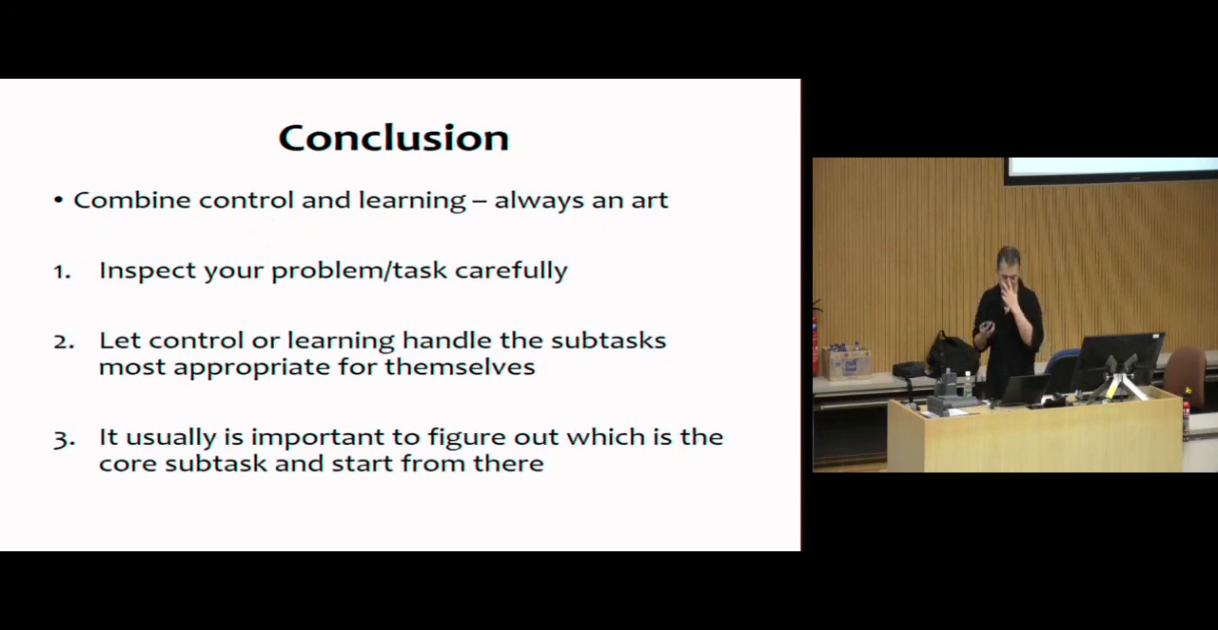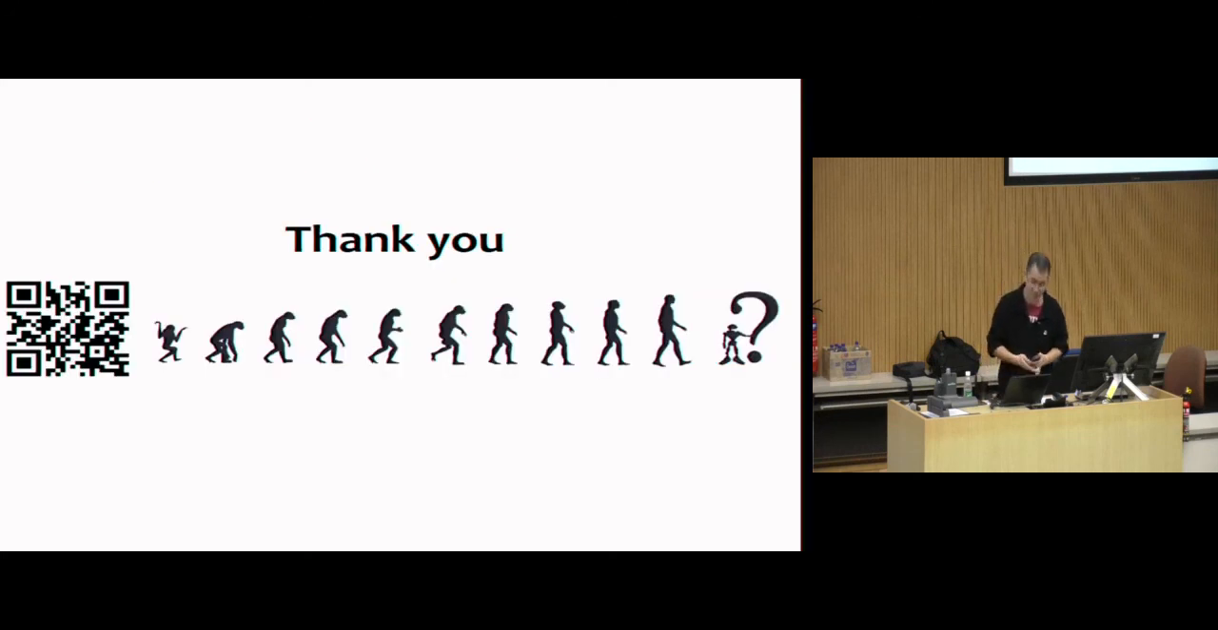The conclusion is that, besides considering control and learning as black boxes and combining them together, there are some higher level ways to combine control and learning. But how to make that good enough? It is always an art, and you need to inspect your problem carefully and let the control and learning handle the tasks most appropriate for themselves. It is usually important to figure out which is the core subtask, and to start from there. Okay, thanks for your attention.